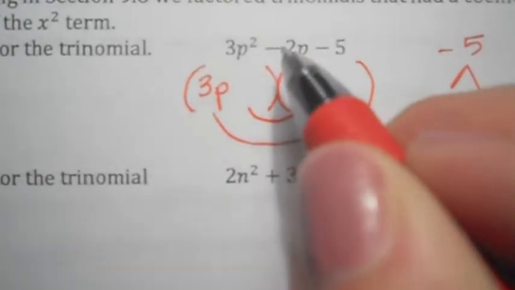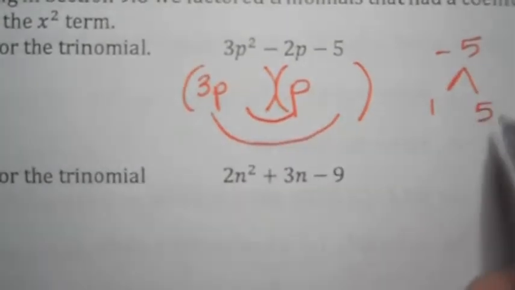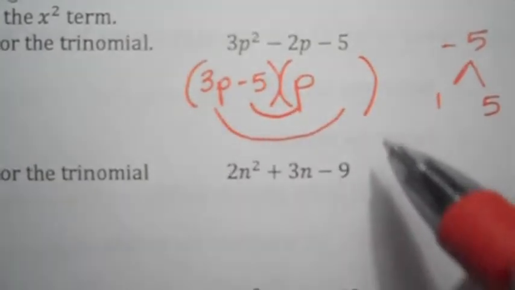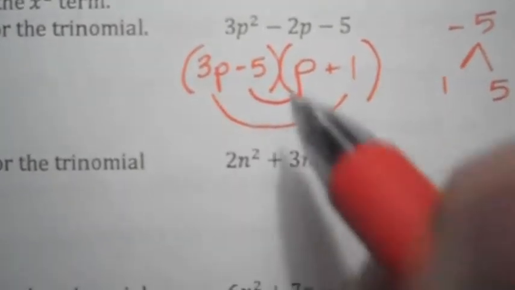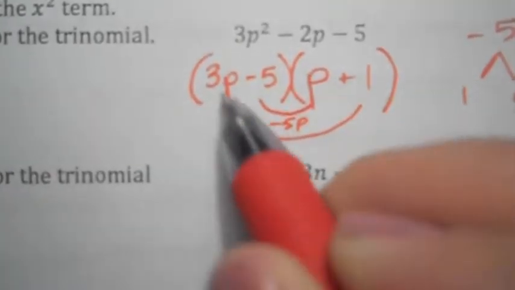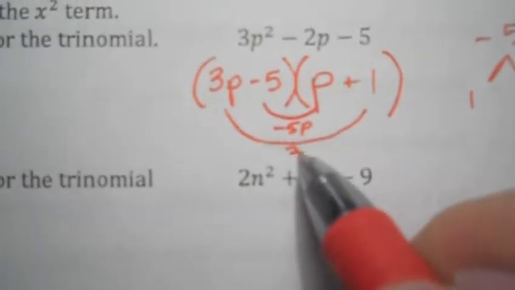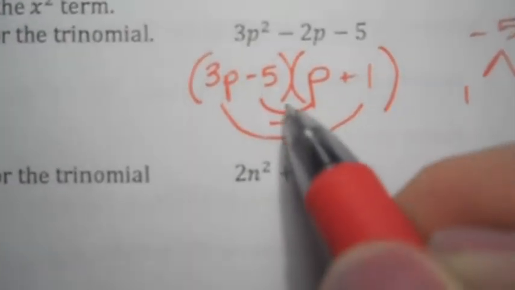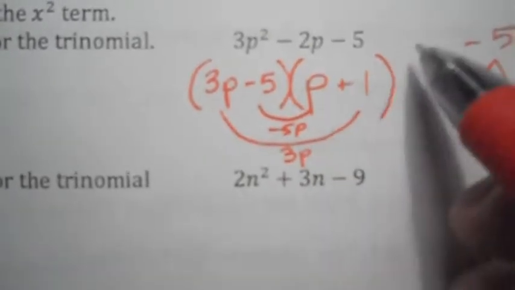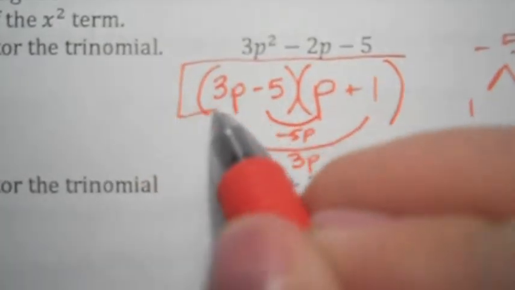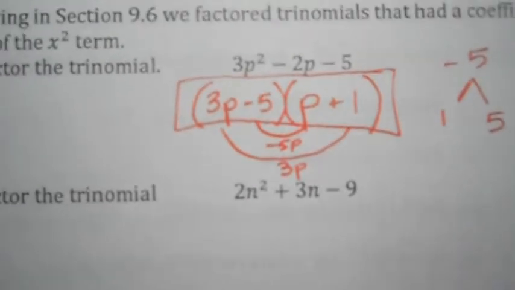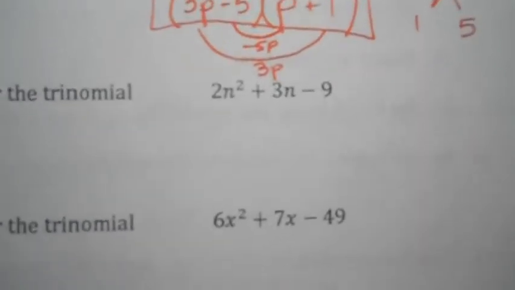But we want it to come out to be negative. So our 5, we want to be negative. So -5 times p gives you -5p. 3p times 1 gives you a positive 3p. When you combine -5p with positive 3p, you get your -2p. So the factors for this polynomial are 3p minus 5 and p plus 1. On to the next one.